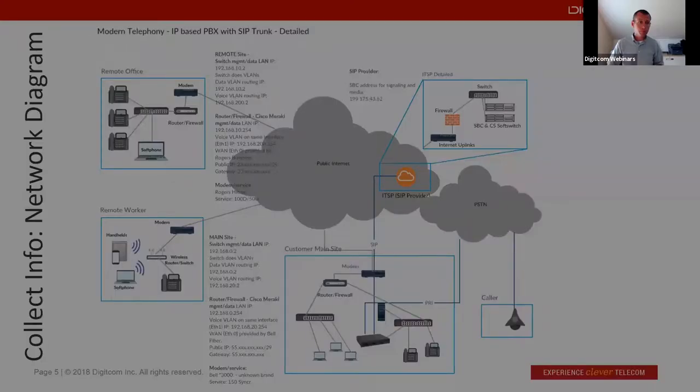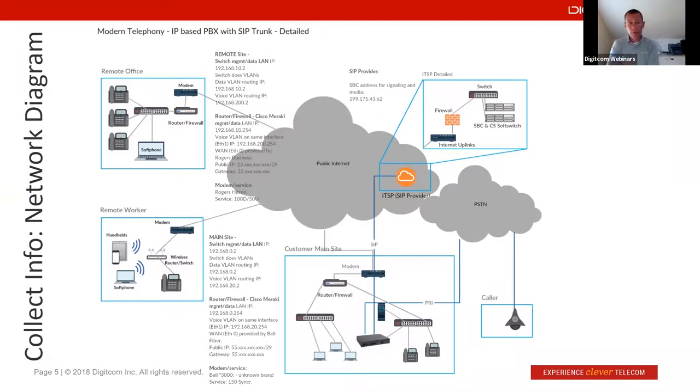Okay, now here's collect info network diagram. So this is a different network diagram. And I drew this one out so that in our fictitious scenarios in a few minutes, we can come back to this diagram and kind of begin to circle things on it. So I made some things up, of course, about each different surrounding.